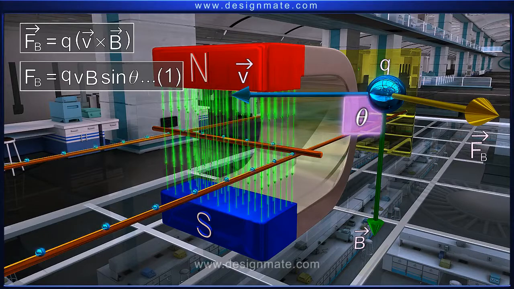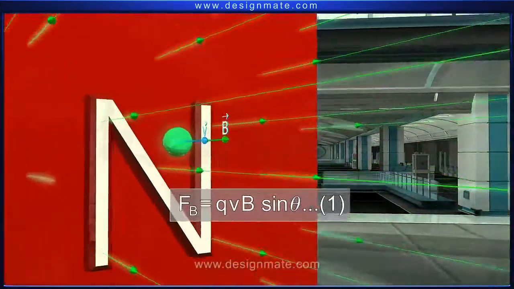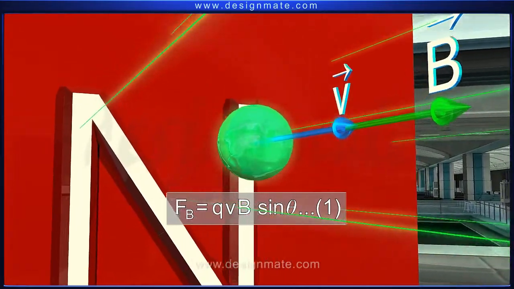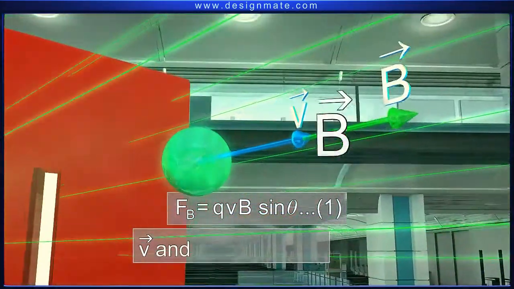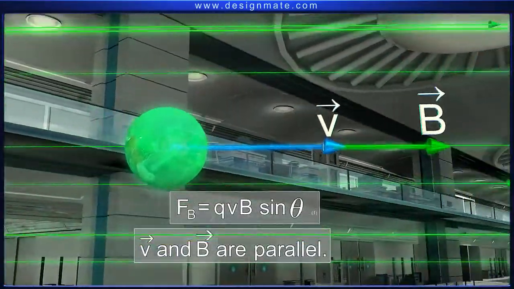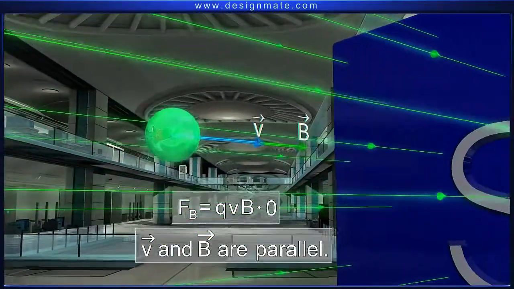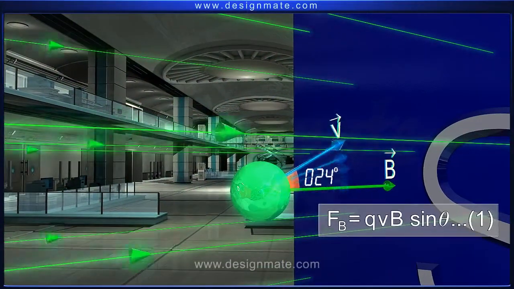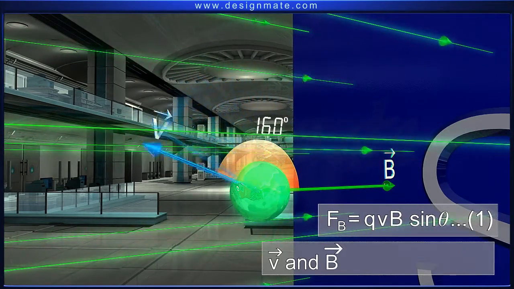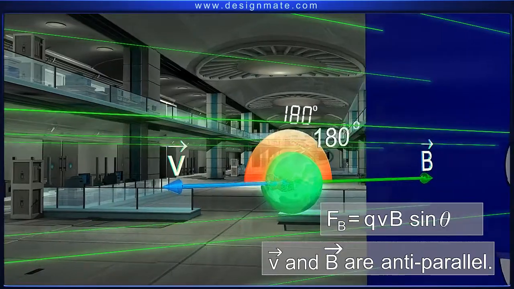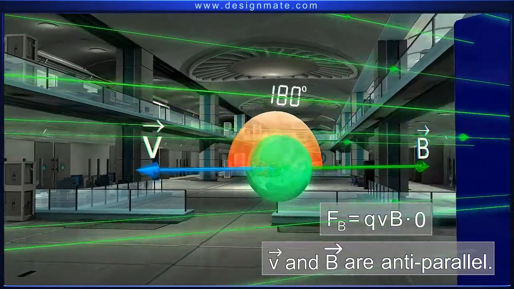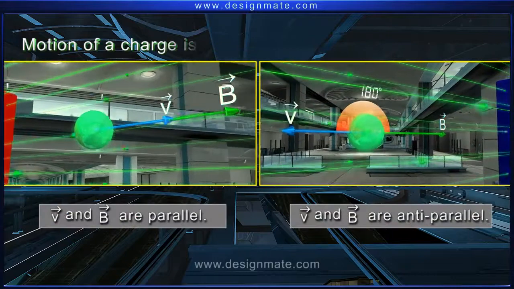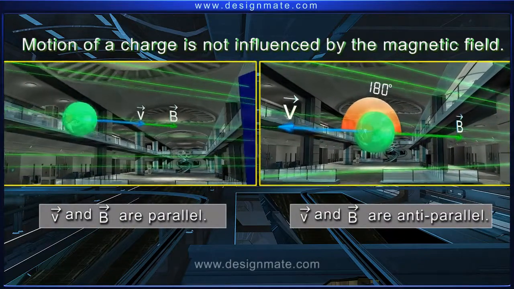Now let us examine the magnetic force acting on the charged particle for different values of theta. Equation 1 tells us that if a charge moves in the magnetic field with its velocity vector v parallel to vector b, that is, theta equals 0 degrees, the magnetic force acting on the charge is 0. The same is true if vector v and vector b are anti-parallel, that is, theta equals 180 degrees. In both cases, the motion of a charge is not influenced by the magnetic field.